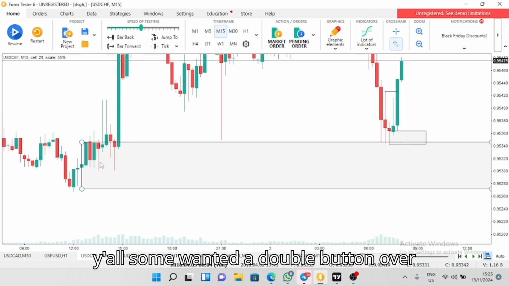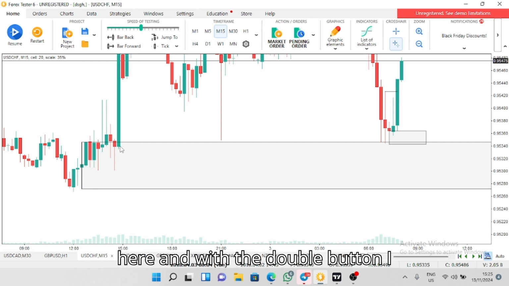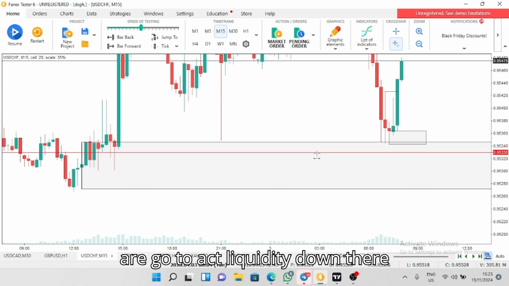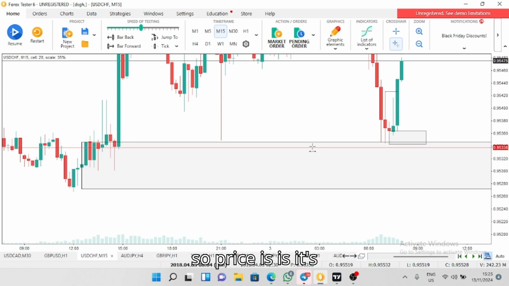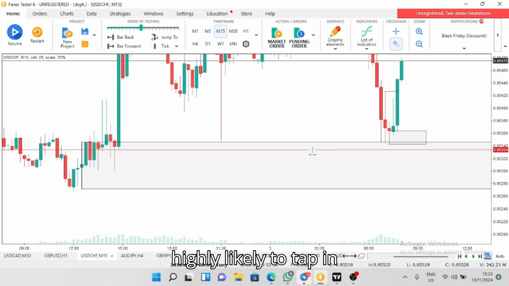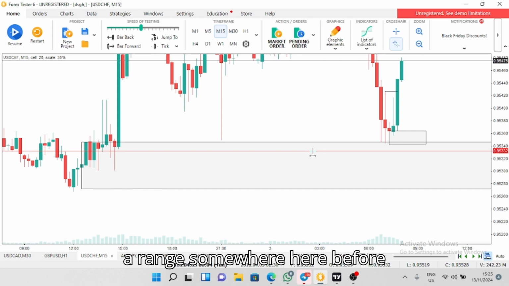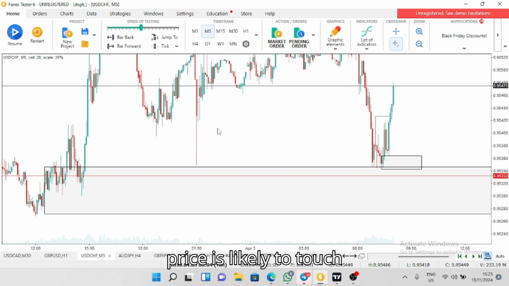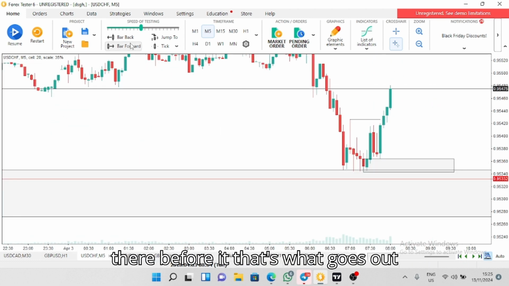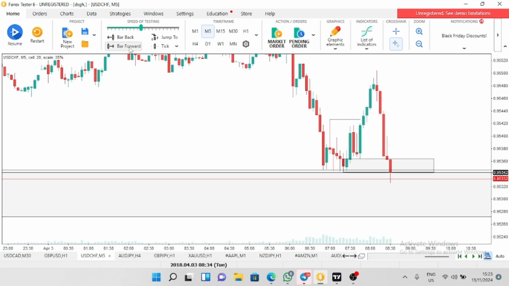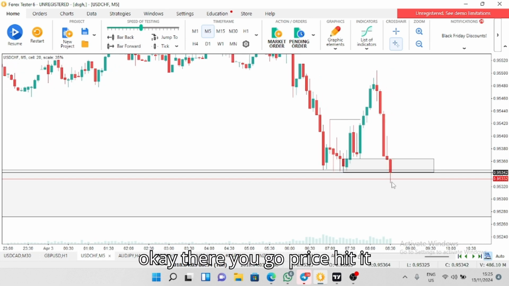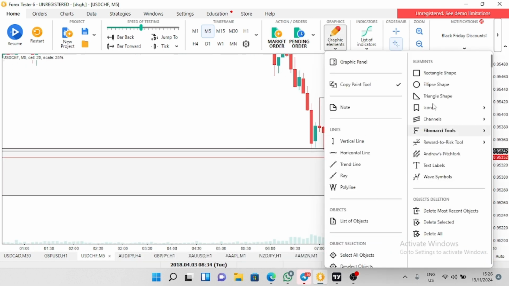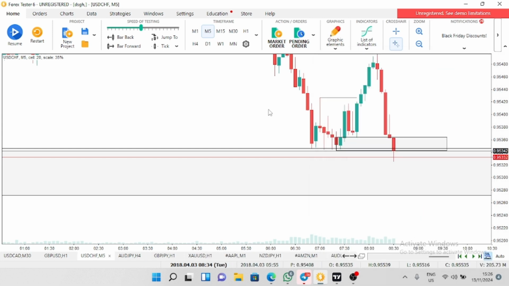We have somewhat of a double bottom over here. With a double bottom, I remember I said in my previous video, there is built-up liquidity down there. Price is highly likely to tap into a range somewhere here before going upwards. Let's see. Okay, there you go. Price hit it. So there we clear liquidity. Liquidity has been cleared.